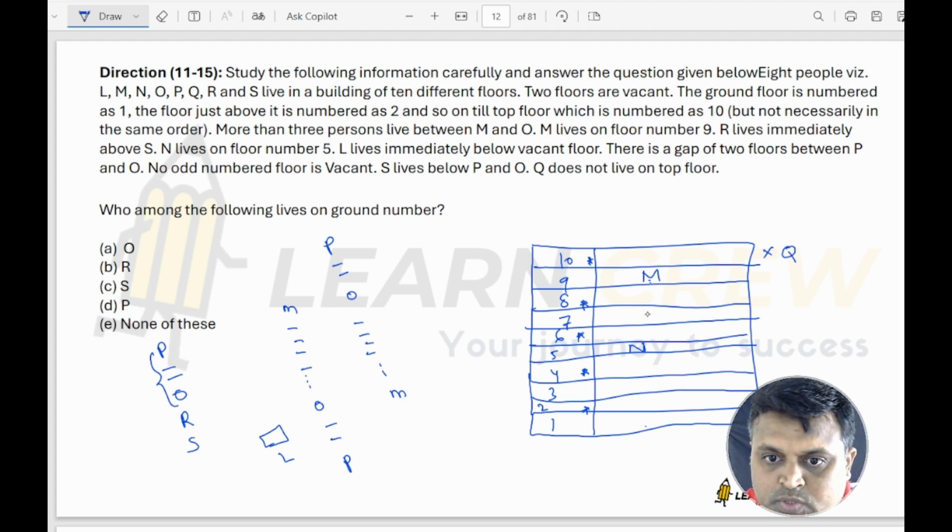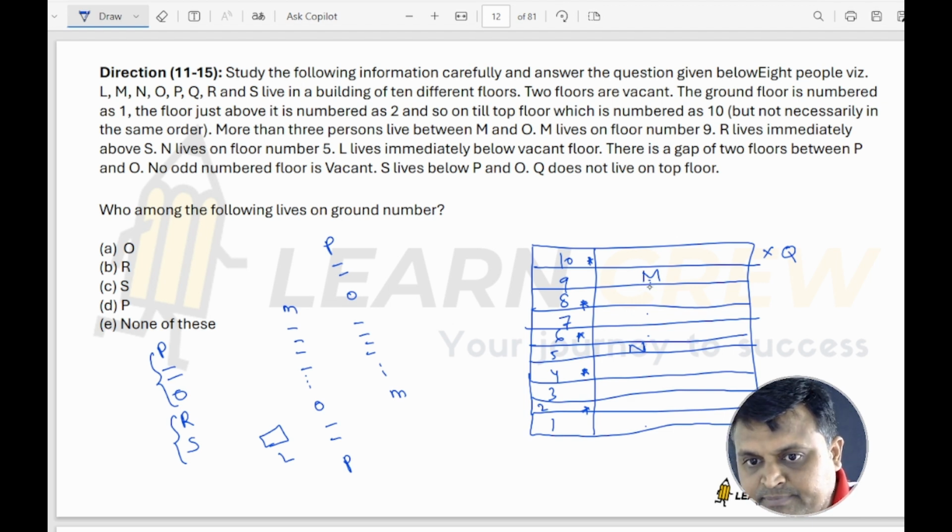So 1, 2, 3, 4. If I take O like this, then R and S are like this. Now we also have one more point: there are two persons between P and O. Let us see.